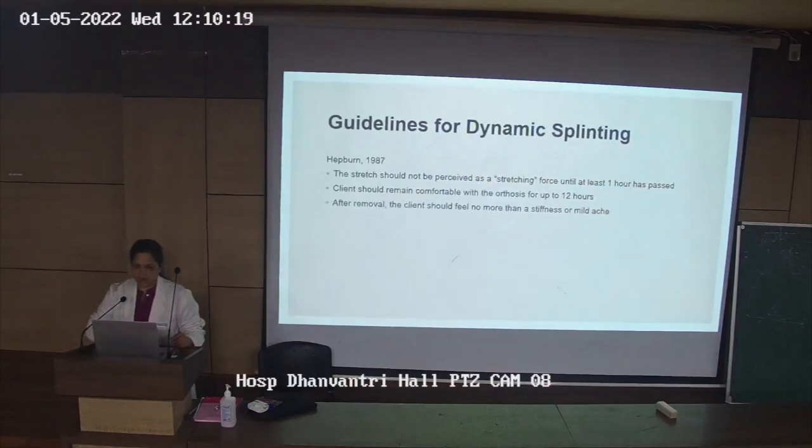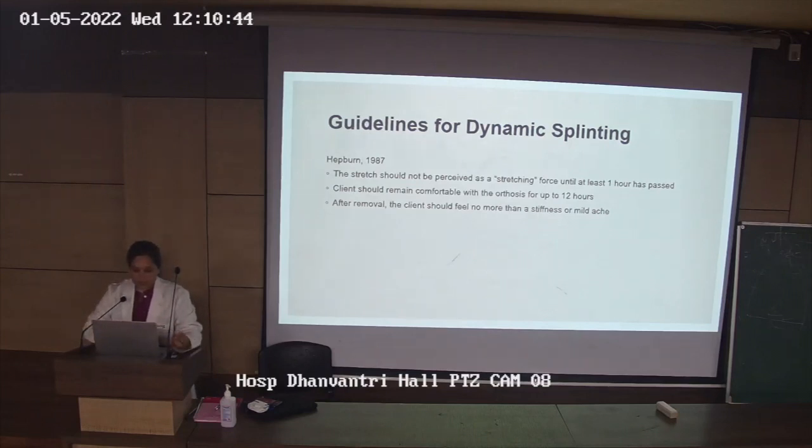The basic guidelines for dynamic splinting were given by Hepburn in 1987. The three basic guidelines: First, the stretch should not be perceived as a stretching force until at least 1 hour has passed. Then the client should remain comfortable with the orthosis for up to 12 hours, because sometimes the patient has to wear the orthosis for 24 hours.